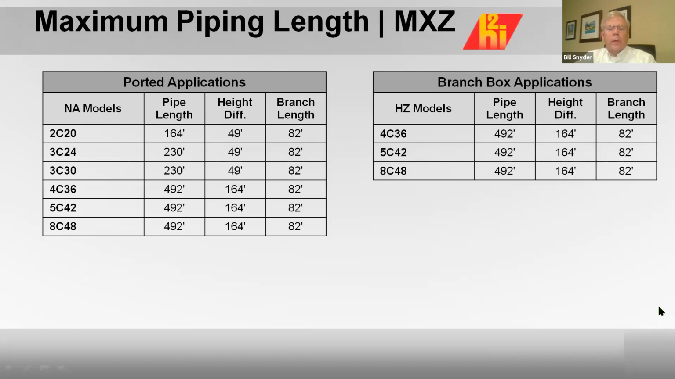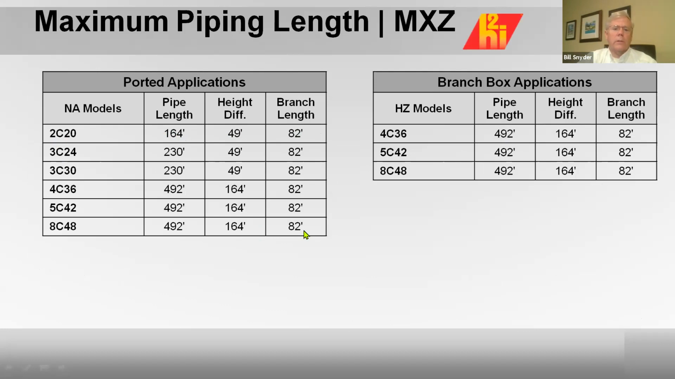Maximum pipe length on the MXZ. This gets a little tricky, a little difficult to do. So we'll show you a good way to do this. The maximum pipe length on that 2C20 is 164 feet, 49 foot of vertical separation, and each branch length can't be over 82 feet. That's true on all of this equipment. None of our branch lengths can exceed 82 feet.